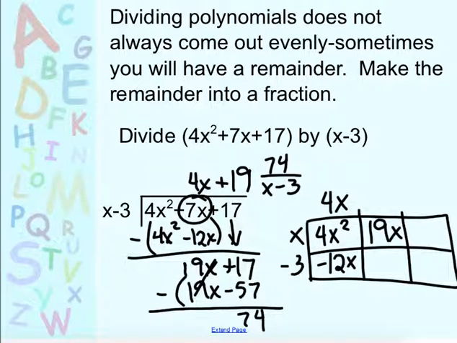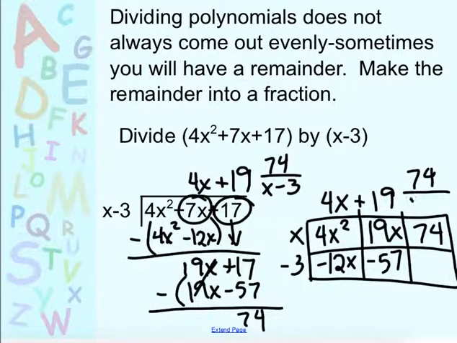So I must have done x times 19 in order to get there. So 19 times negative 3 is negative 57. And once again, in order to get to this positive 17, I must have had 74 here. Now there's no way to take x times something giving me 74, okay? So that's where we get our remainder of 74 over x minus 3. Okay? If you think of it, 3 minus x times this fraction here would give me 74. So I say I get 4x plus 19 plus 74 over x minus 3.